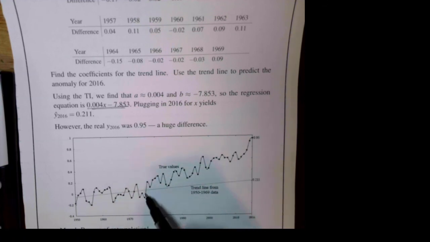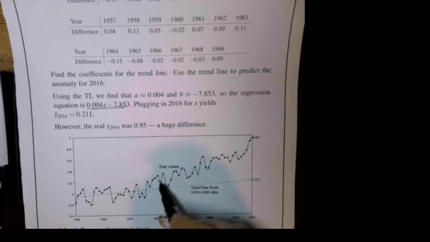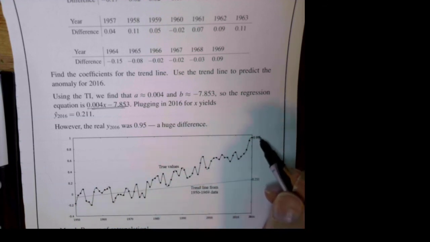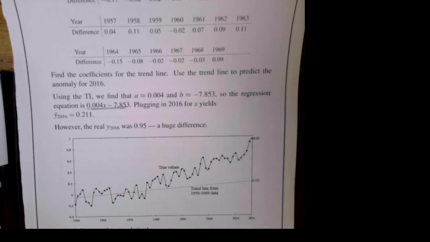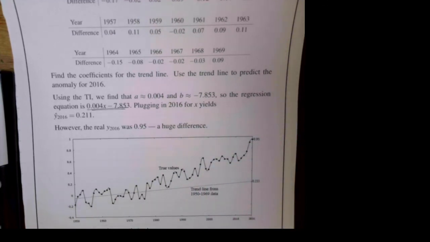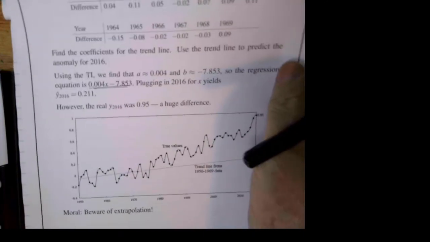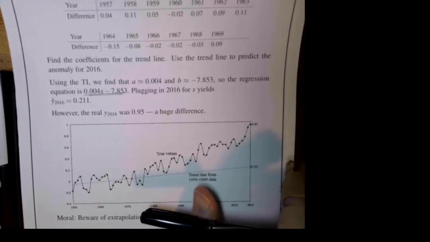But somewhere around 1975 or so, the trend began to take off. It actually became exponential. The global temperature anomaly rose much more quickly than it rose on this trend line. And so if you extrapolate all the way out to 2016, you get a value that is much, much, much too low. The moral of the story: beware of extrapolation. Be very wary about using extrapolation.